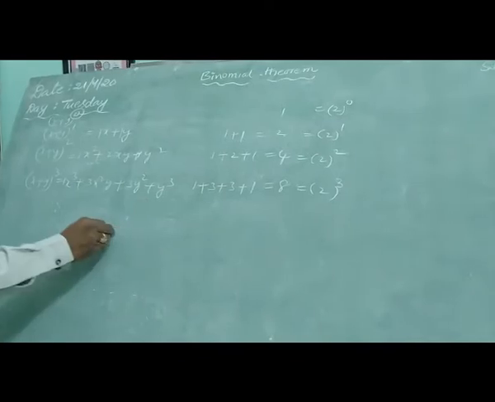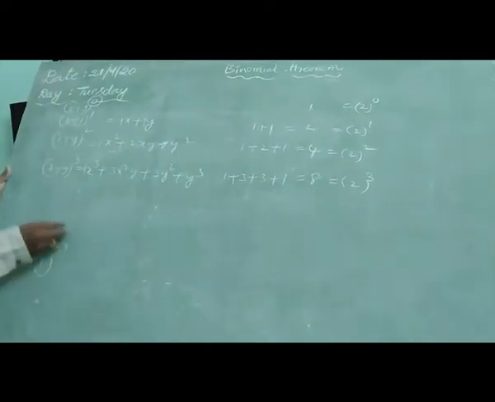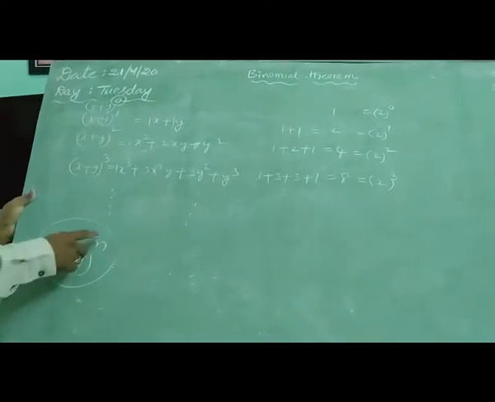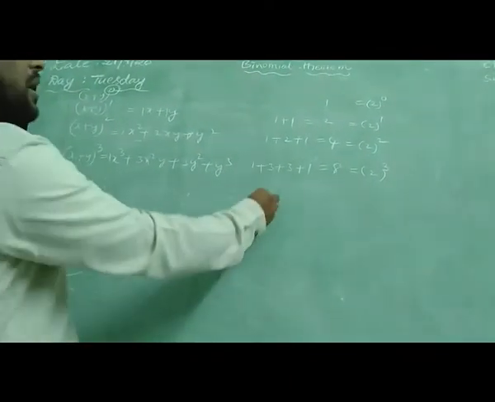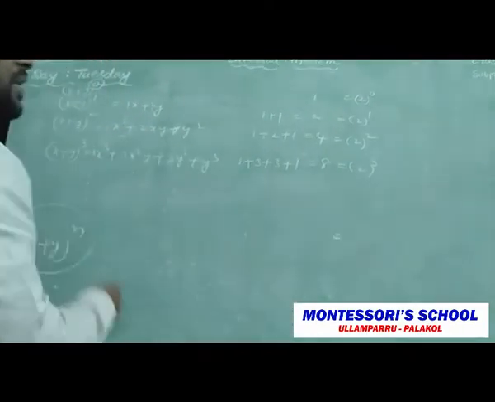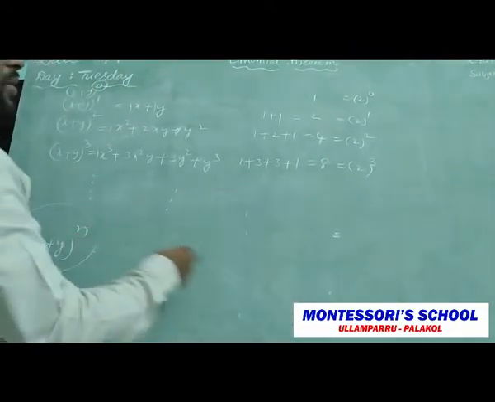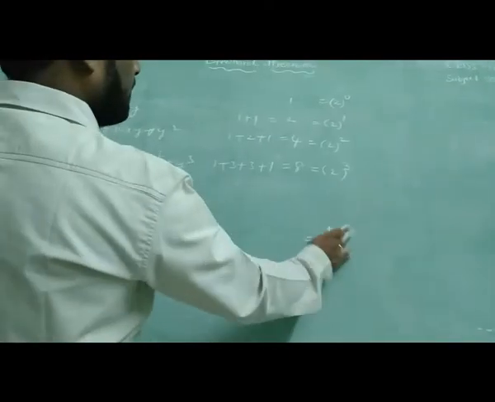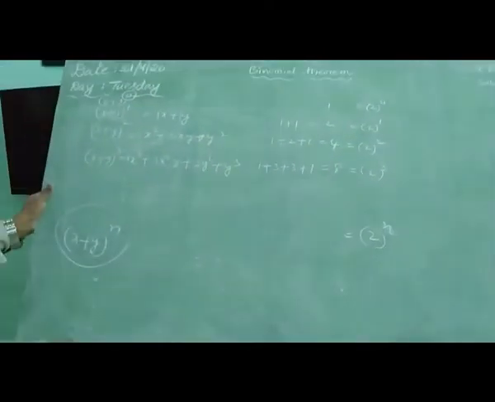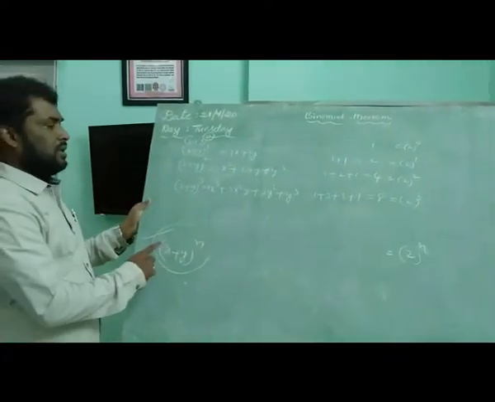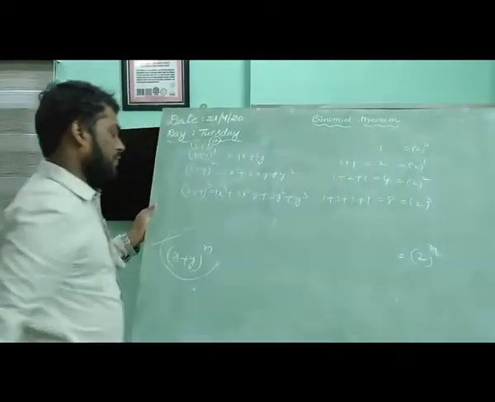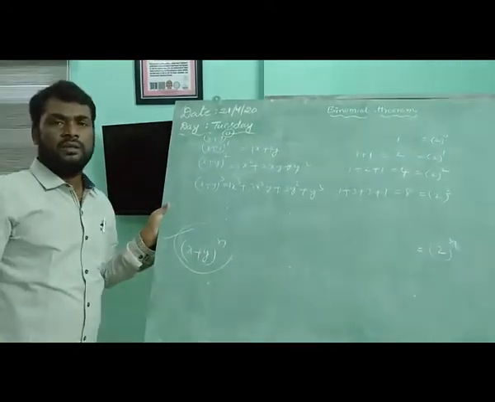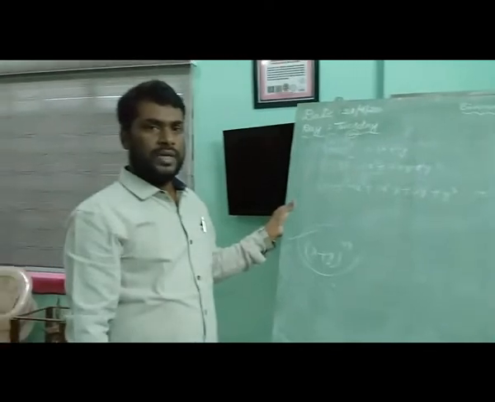So like this, tell me now, what is the sum of the coefficients of the terms in a binomial expansion x plus y whole to the power of n? We can generalize that the sum of the coefficients of the terms in a binomial expansion x plus y whole to the power of n is 2 to the power of n. So it is a very important concept. 2 to the power of n is the formula for the sum of the coefficients of the terms in a binomial expansion x plus y whole to the power of n.